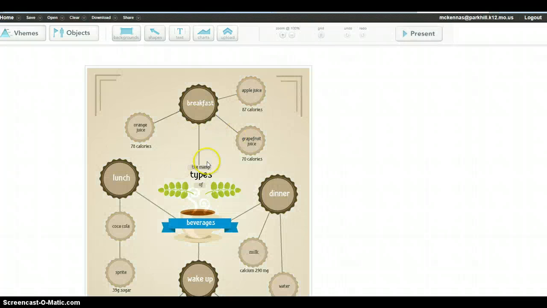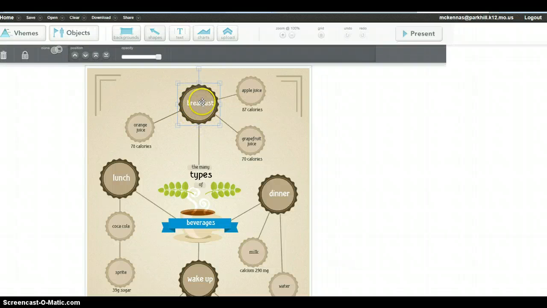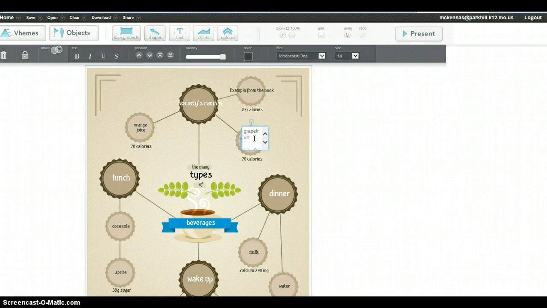And as your theme loads, you can take out these words and put in, say, instead of breakfast, and then having your examples go off, you might put in the idea that it's society's racism. And then that's going to be your main deal here. In one of the boxes, you may put your example from the book. In another box, you'll put your critical analysis.